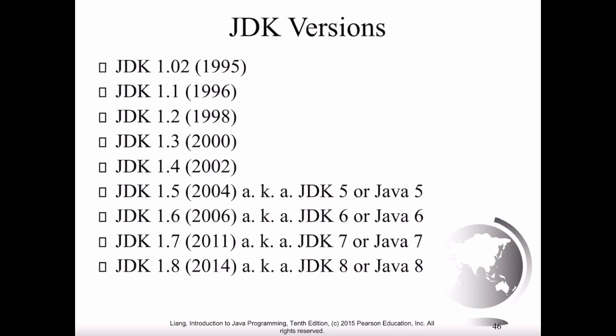Now let's talk about the JDK. What is a JDK? J represents Java, D represents development, and K represents kit. So JDK is the Java Development Kit. A JDK is a tool used to develop applications in Java, and there are different versions of it because it's updated over time.